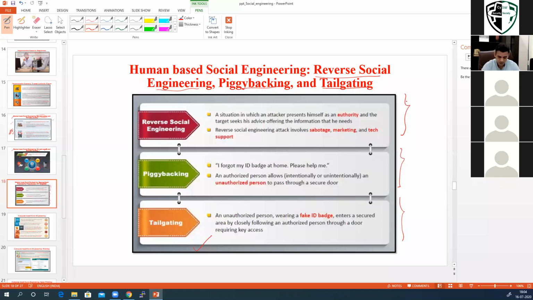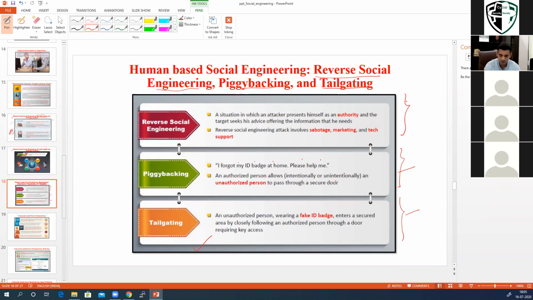Okay, so still you can check that these are similar techniques, but piggybacking में क्या होता है कि in which the unauthorized person basically waits for an authorized person to gain entry in a restricted area. Okay, like अगर आप यहाँ पे देख सकते हैं, I forgot my ID badge at home, please help me. Okay, an authorized person allows intentionally or unintentionally an unauthorized person to pass through a secure door. ठीक है, आप एक डोर पे एंट्री कर रहे हैं. ओके, और आपने बोला कि सपोज मेरे पास आईडी नहीं है, ओके प्लीज आप मेरे को हेल्प करो, और सामने वाला है वो एक ऑथराइज्ड पर्सन है ऑन द अदर साइड ऑफ द पर्टिकुलर डोर्स.